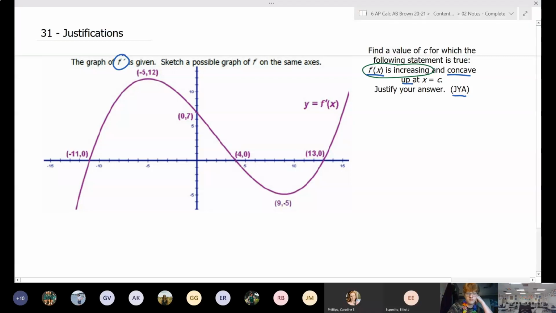I'm going to do the increasing part first. So I'm looking at f prime. If my function is increasing, what am I looking for in regards to f prime? What would f prime be if f is increasing? Positive. It would be positive. So I know that I'm going to have f prime, and I'm going to leave it blank for the number there, greater than 0. You could have also written is positive.